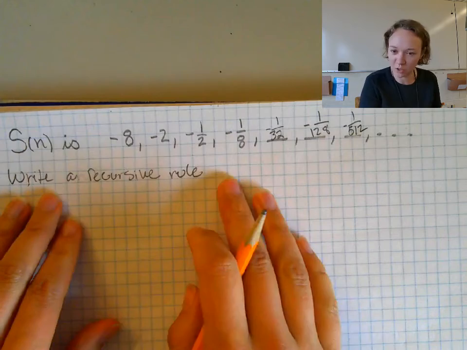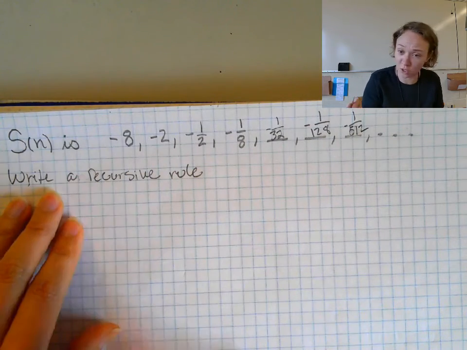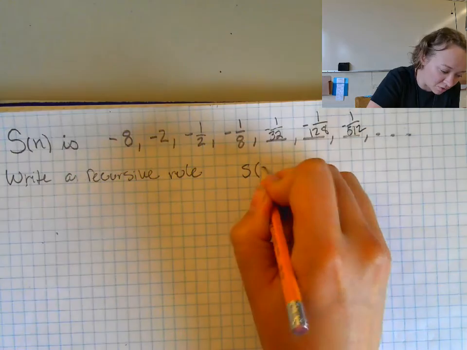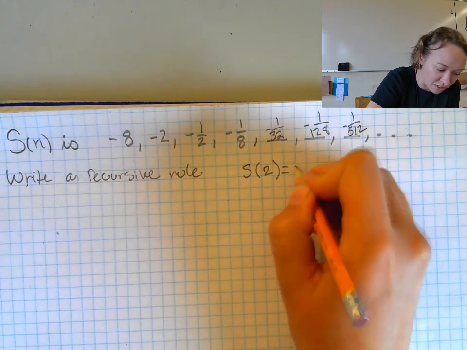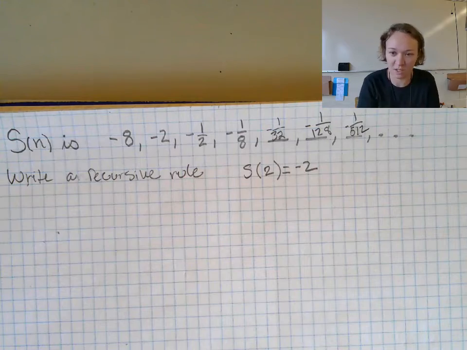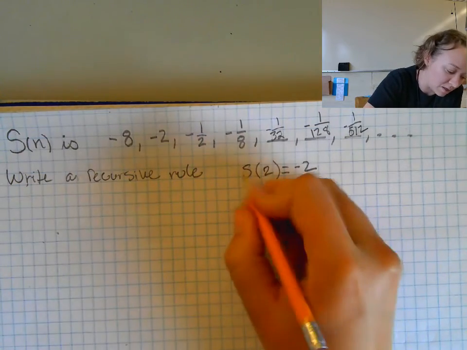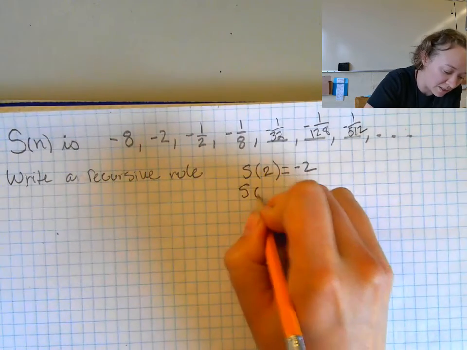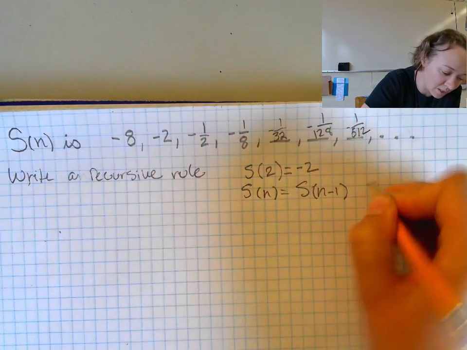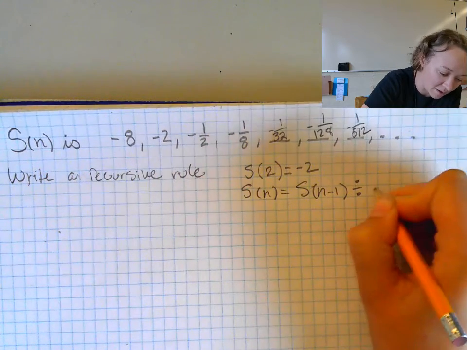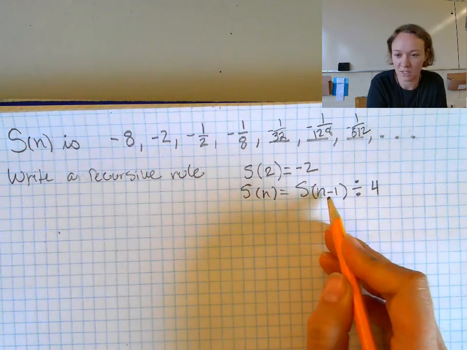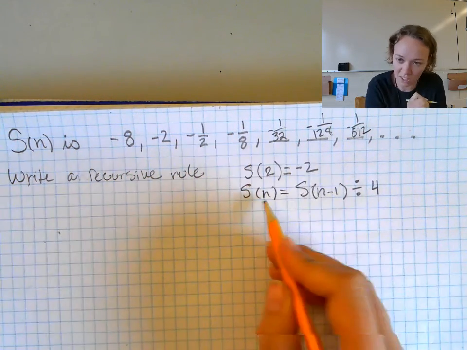All right, so for our recursive rule, we know that we need a term. So let's go crazy here. Let's say s of 2 equals -2, because it doesn't have to be the first term, right? I can pick any of these terms and I can use that. And then I'm also going to say that s of n equals s of n minus 1 divided by 4. So the previous term divided by 4 gives me the next term.